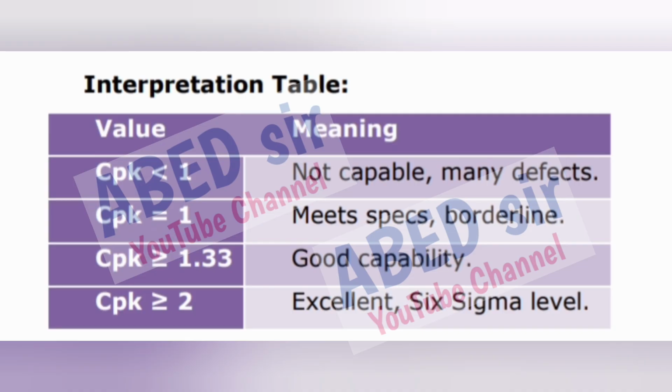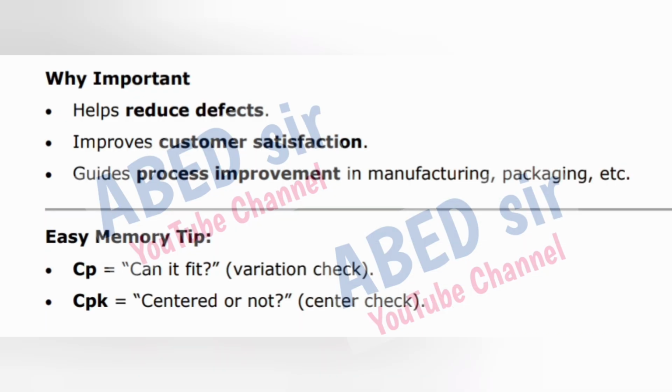Interpretation table, value and meaning. CPK less than 1: not capable, many defects. CPK equal to 1: meets specs, borderline. CPK greater than or equal to 1.33: good capability. CPK greater than or equal to 2: excellent, 6 sigma level. Why important? Helps reduce defects. Improves customer satisfaction. Guides process improvement in manufacturing, packaging, etc.